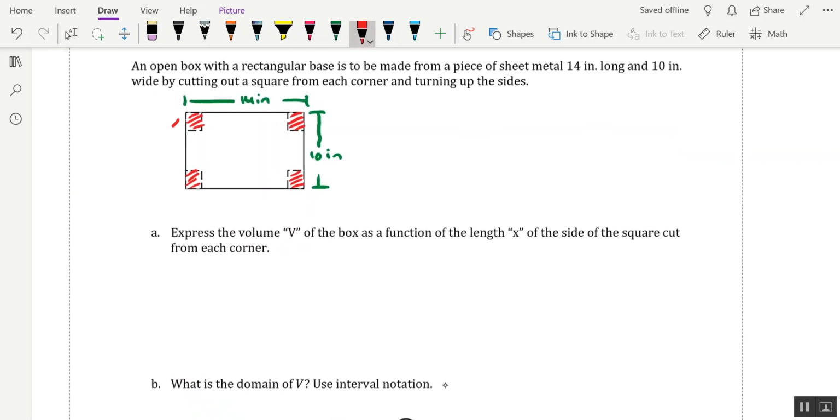So this square right here is an x by x. This one's also an x by x. So is this one. So is this one.